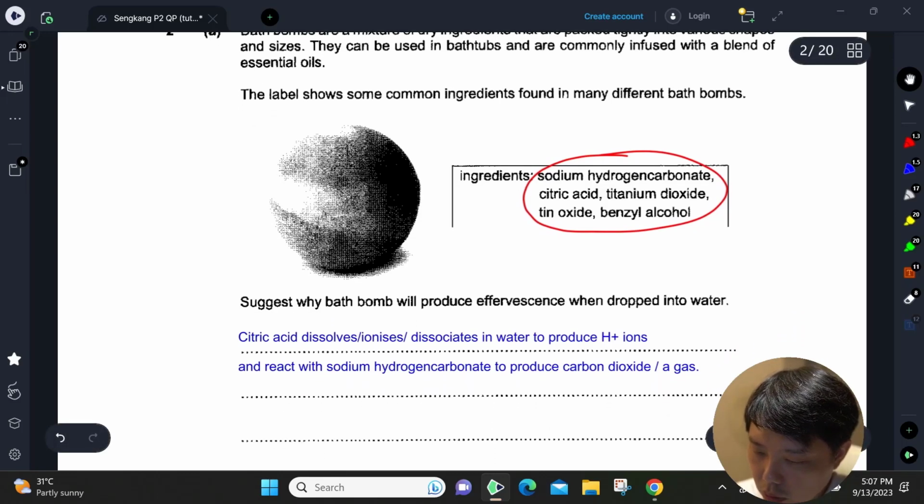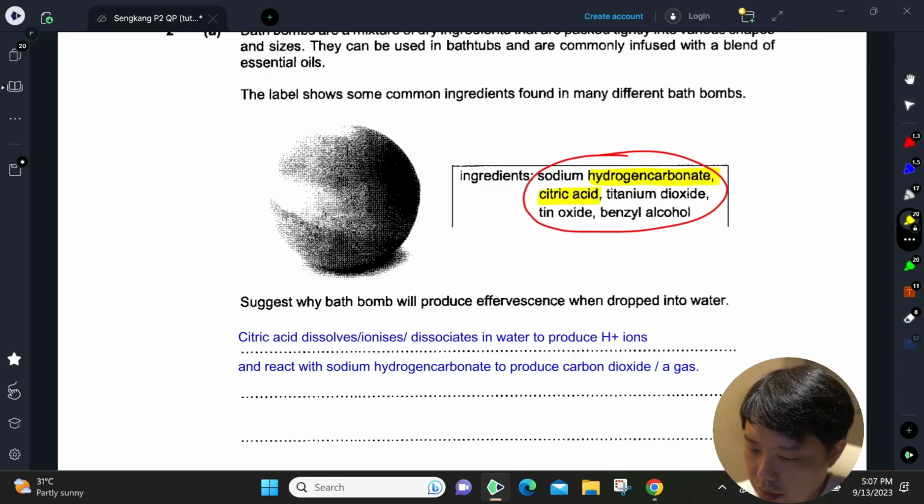Okay, so if you look at all these ingredients, the first one is your hydrogen carbonate, and then you have your citric acid. Other than the alcohol, the rest are not something you will expect to react much when you drop it into water. So the acid and the hydrogen carbonate will produce an acid-carbonate reaction, which will produce carbon dioxide. So this will produce the effervescence that you observe.